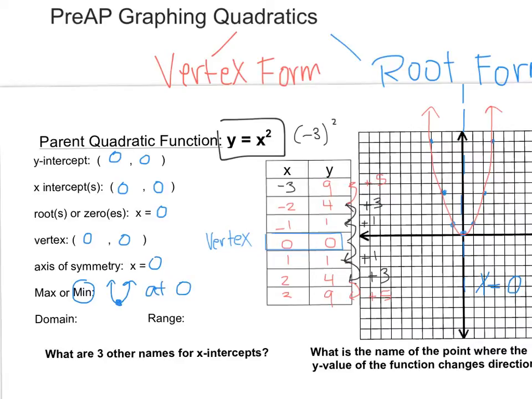The domain, as you can see, this is going on forever to the left and to the right. So my domain is going to be -infinity to +infinity. The range is going to be from bottom to top. So the lowest point is going to be 0 all the way up to +infinity.